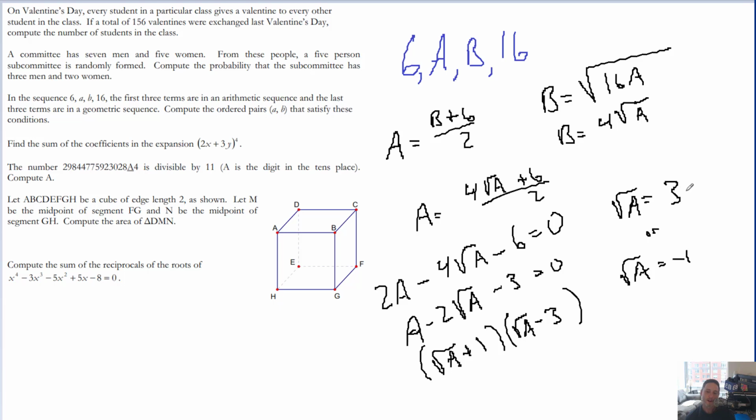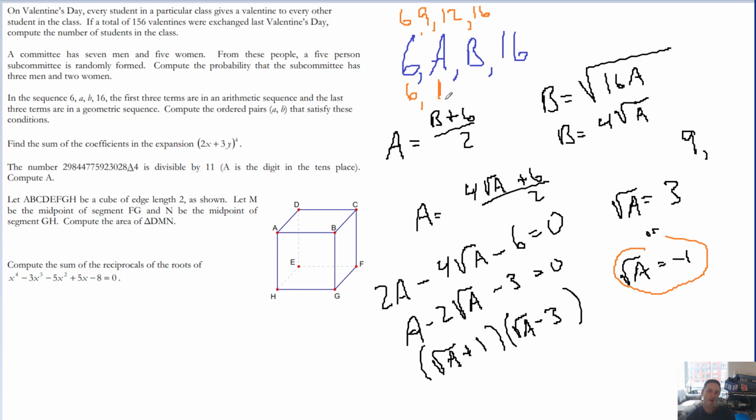Well, when the square root of A equals 3, A equals 9. And when A equals 9, we go 6, 9, 12. They have to be going up 3. And we have 9, 12, 16. 9 times 16 equals 12 squared, 144. All right. If the square root of A is -1, that would mean that A would be 1.